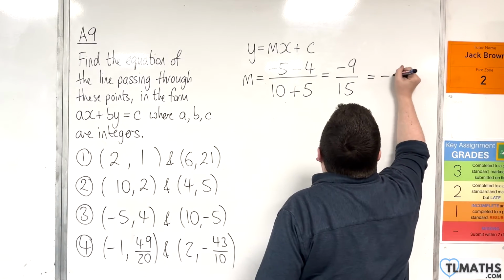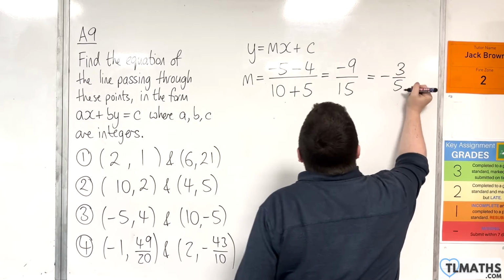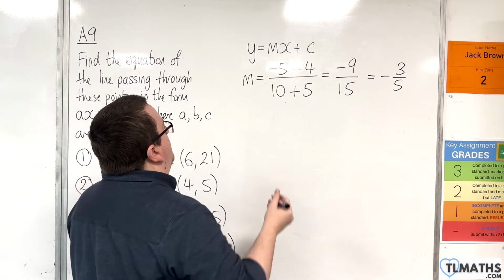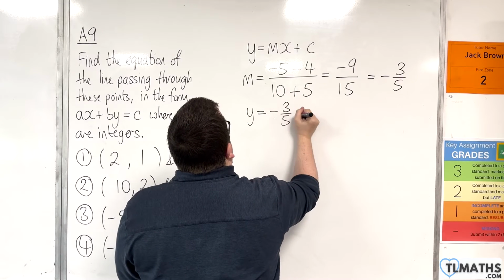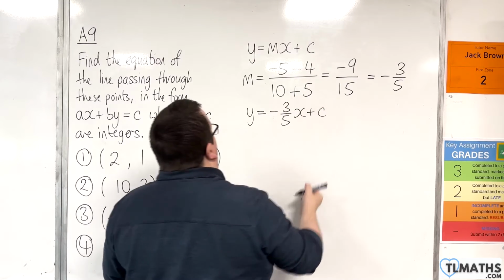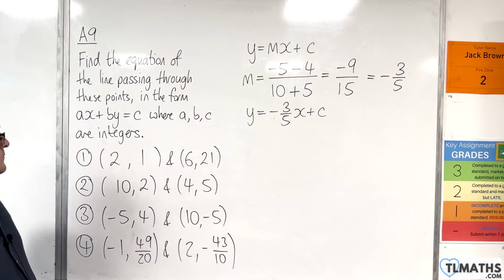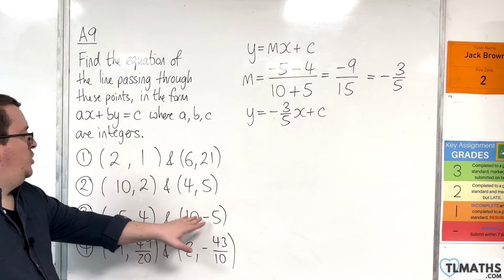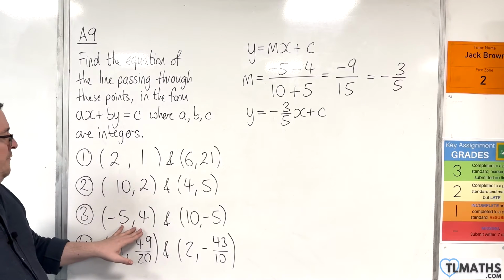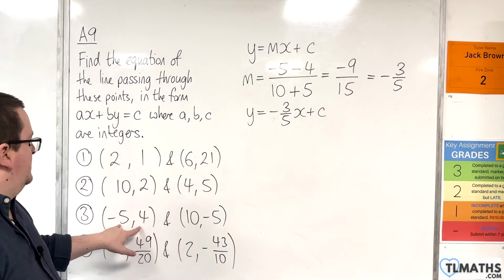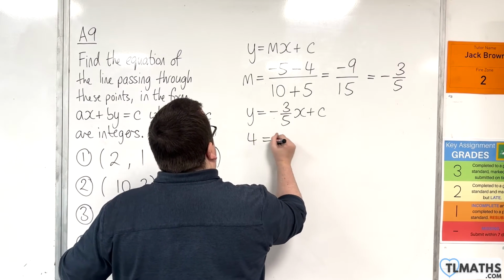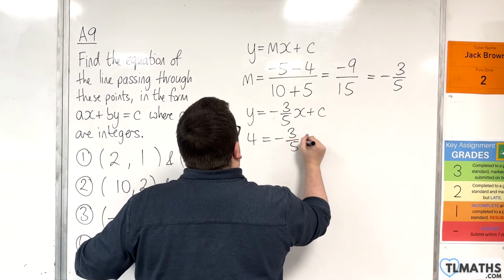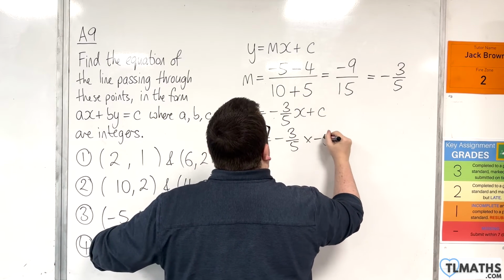So -3/5 is the gradient of my line. So y equals -3/5 x plus c. So now substitute in a point. I think -5/4 is probably going to be easier. So let's go with that one. So the y is 4 and the x is -5.